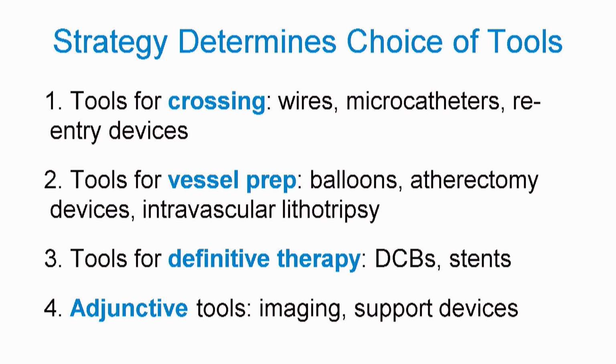And so you have tools for crossing. These include wires, microcatheters, reentry devices. You have tools for vessel preparation, balloons, atherectomy devices, intravascular lithotripsy. You have tools for definitive therapy, which in the US we have just drug-eluting stents, but obviously outside the US we also have drug-coated balloons. And then you have adjunctive tools for imaging and support devices. Now I should also add a category number 5, which is tools to manage complications. So for the purposes of this talk, we'll just be talking about tools for crossing and vessel prep, and we'll also then maybe touch on tools for complications.